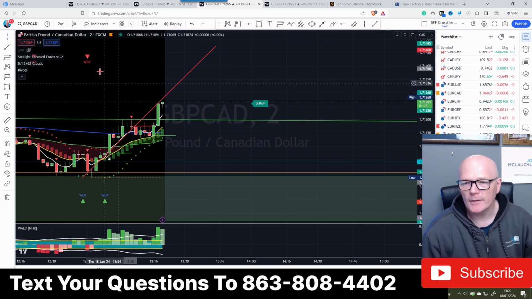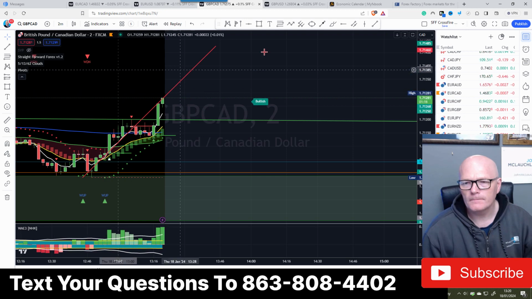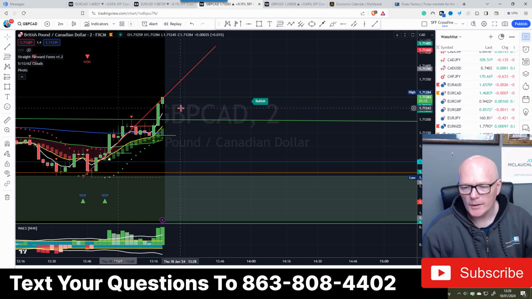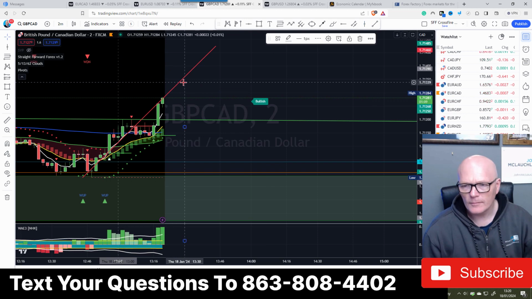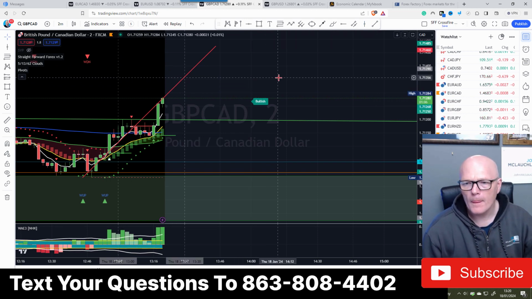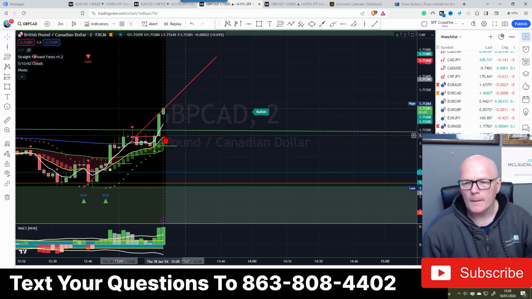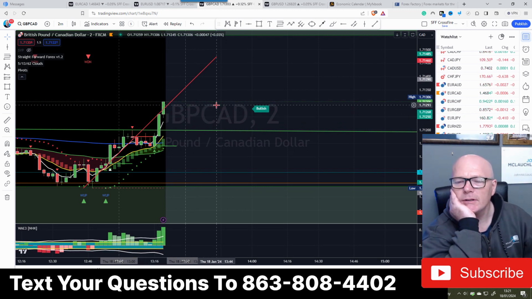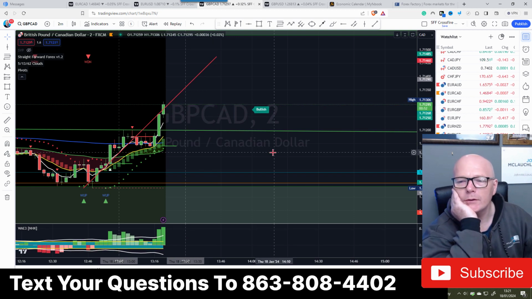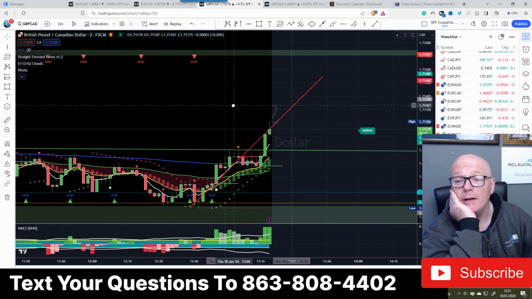So GBP CAD, oh, that's gone above the trend line. That's quite interesting. So we've got the news at 1330. What's going to happen here is the red trend line is also going to be resistance. So if this breaks above, and we've got 54 seconds left, then we might want to look at a potential buy. The next question is, where is the price going to go to?